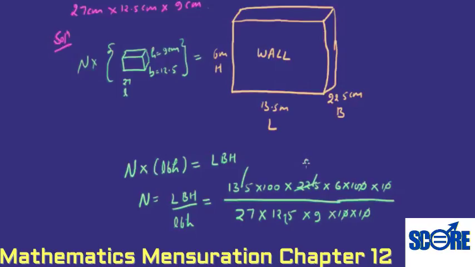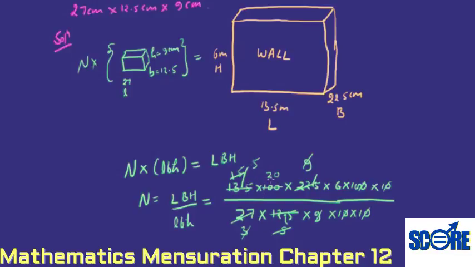225 divided by 25 we get 9. 125 divided by 25 we get 5. 9 and 9 get cancelled, and 5 goes into 20, 4 times. Now 135 and 27 get cancelled with, let's say, 9. 9 threes are 27, and 135 is cancelled with 9, 15 times, and 15 is cancelled with 3, 5 times. So what is our answer?